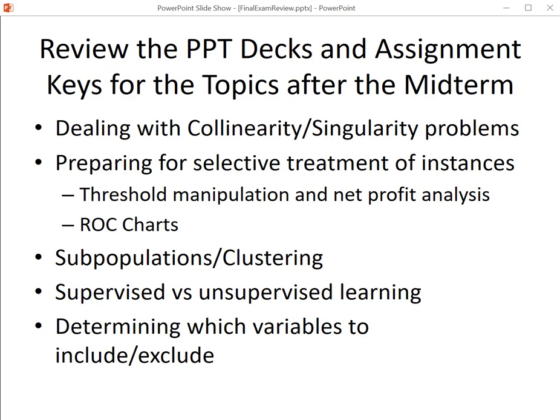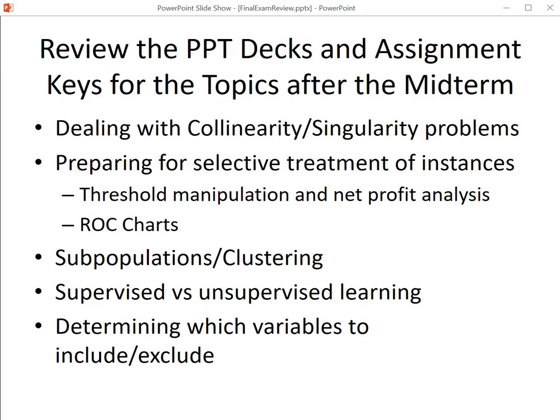We also did some clustering or subpopulations, how that can change the outcome of what you're trying to do. So sometimes there are subpopulations that are more effectively modeled as a subpopulation instead of a one-size-fits-all model. And we did some examples of using numeric input variables to create clusters through our machine learning.